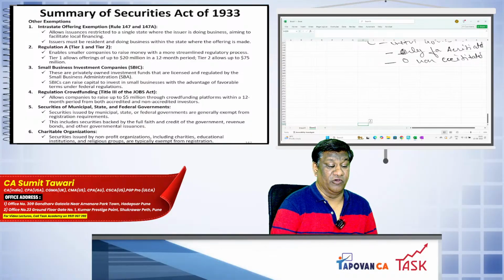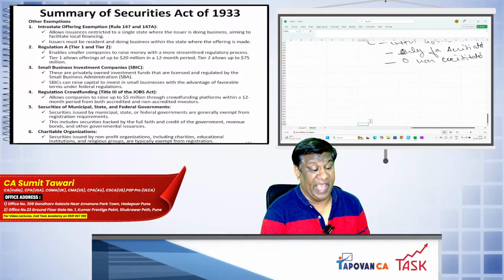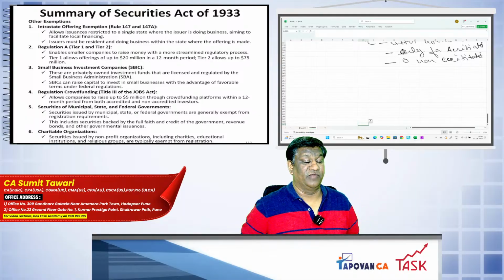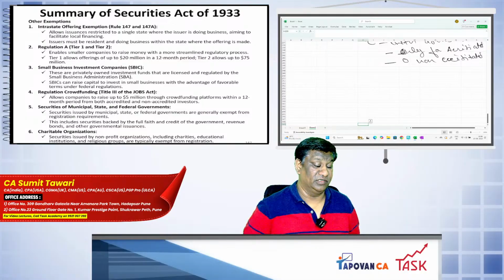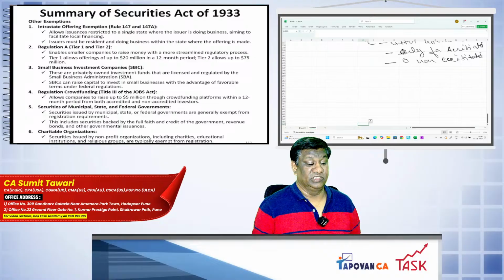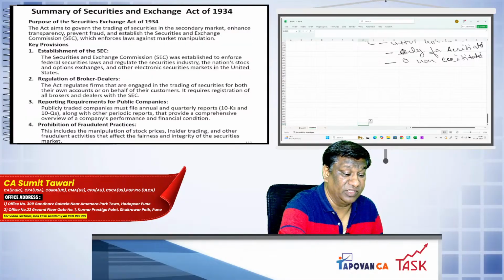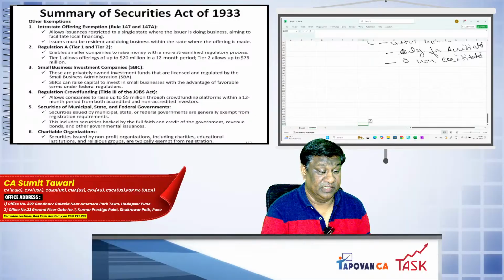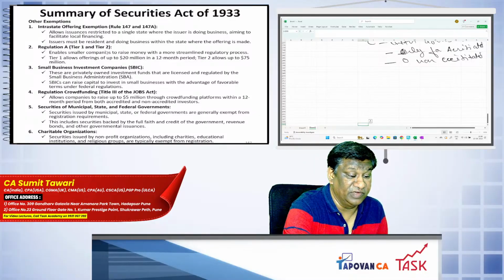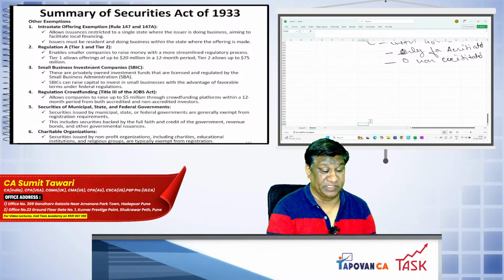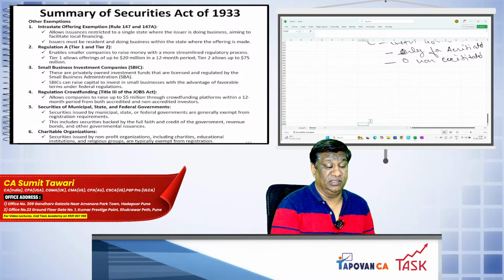Securities of municipal, state and federal government. Securities issued by municipal, state and federal government are generally exempt from the registration requirement. So that also you need to keep in mind. Any securities issued by a government organization do not require registration with the SEC. This includes securities backed by the full faith and credit of the government, revenue bonds and other governmental issuances. Charitable organizations: securities issued by non-profit organizations, including charities, educational institutes and religious groups, are typically exempt from registration. So these are basically the registration requirements. Regulation A, Tier 1 and Tier 2, they need to submit the prospectus. It is not that they are exempt, but the conditions prescribed for them are slightly stringent.